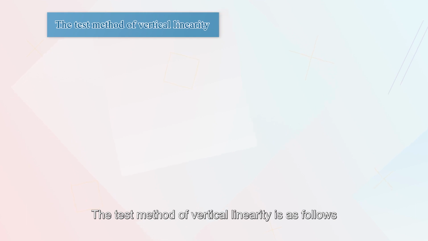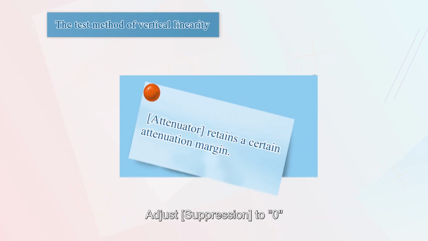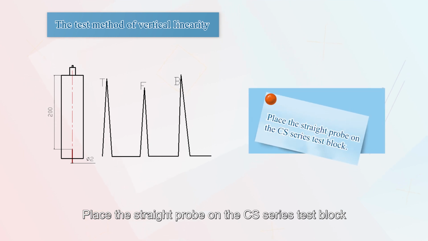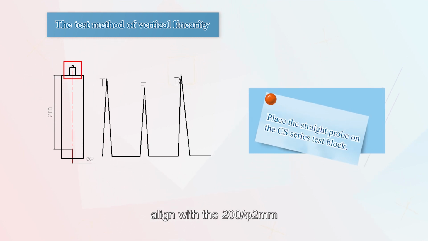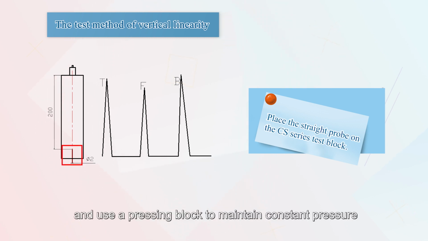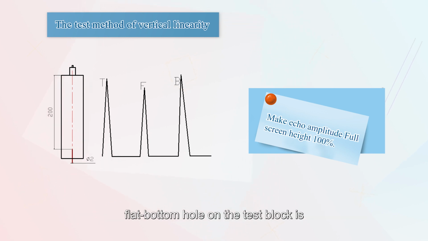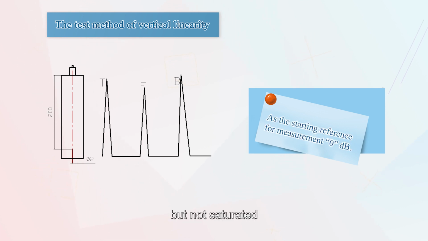The test method of vertical linearity is as follows. Adjust the suppression to 0 and the attenuator retains a certain attenuation margin. Place a straight probe on the CS series test block, align with the 200 by 2 mm flat bottom hole and use a pressing block to maintain constant pressure. Adjust the instrument so that the echo amplitude of the flat bottom hole on the test block is 100% of the full screen height, but not saturated, as the starting reference of measurement, 0 dB.